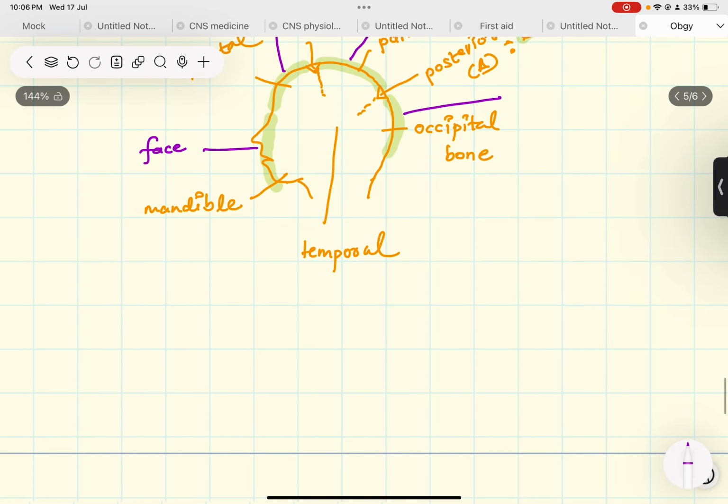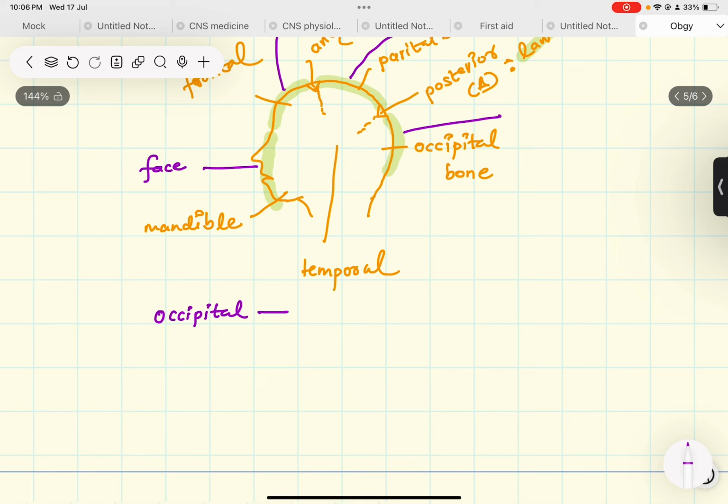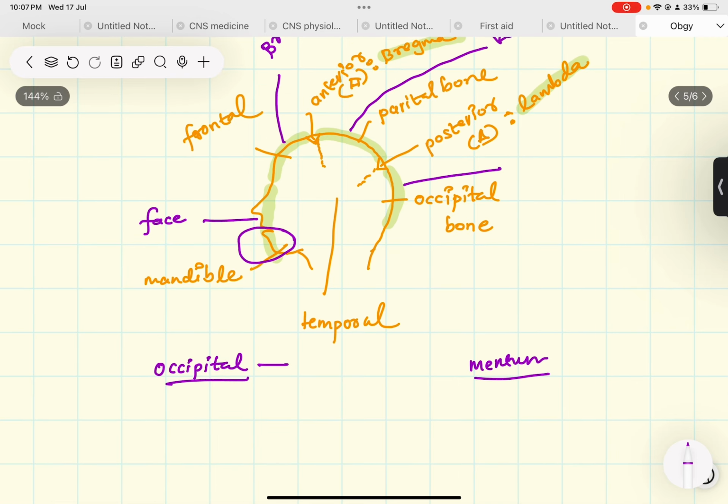And how can you remember the diameter? If there is flexion, it starts from the occipital bone, and if there is extension, it starts from the mandible, meaning the mentum. So these two areas, this one and this one, will come, and this area will be on the other end of the diameter, meaning the parietal bone, frontal bone and bregma. This area will be for the other end of the diameter.